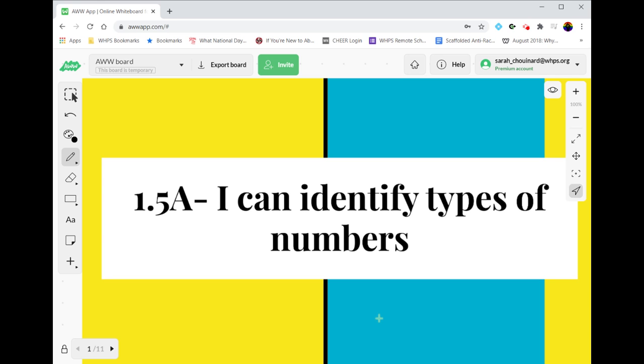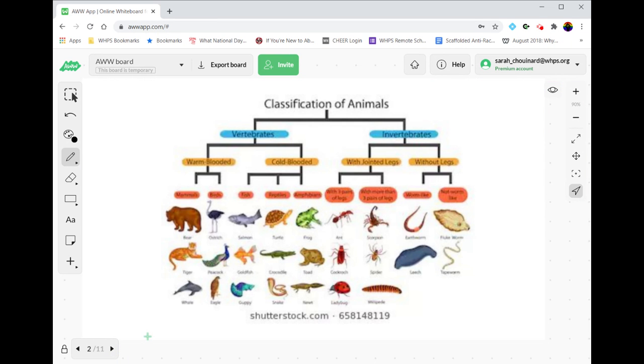All right, so for the last topic of Unit 1, we are going to talk about how we identify types of numbers. I like to start off with the analogy of animals. Animals are sorted based off their characteristics into two major groups, vertebrates and invertebrates. Vertebrates have a spinal cord, whereas invertebrates do not. And so we can take any animal and, based off of its characteristics, sort it into a category.